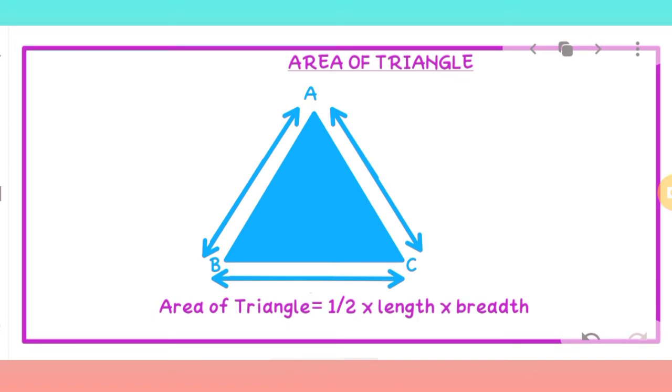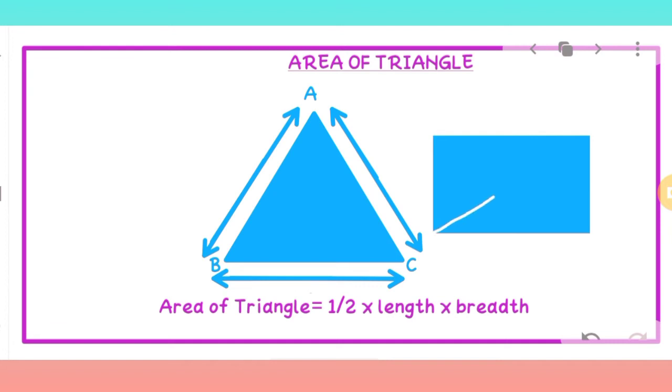Now next is area of triangle. Area of triangle is half into length into breadth. Now how? I'll show you. Suppose this is a rectangle. Now if I cut this rectangle diagonally, from diagonal to diagonal, you can see we will get two triangles. This is one triangle and this is another triangle. And that means we can say a triangle is half of rectangle.